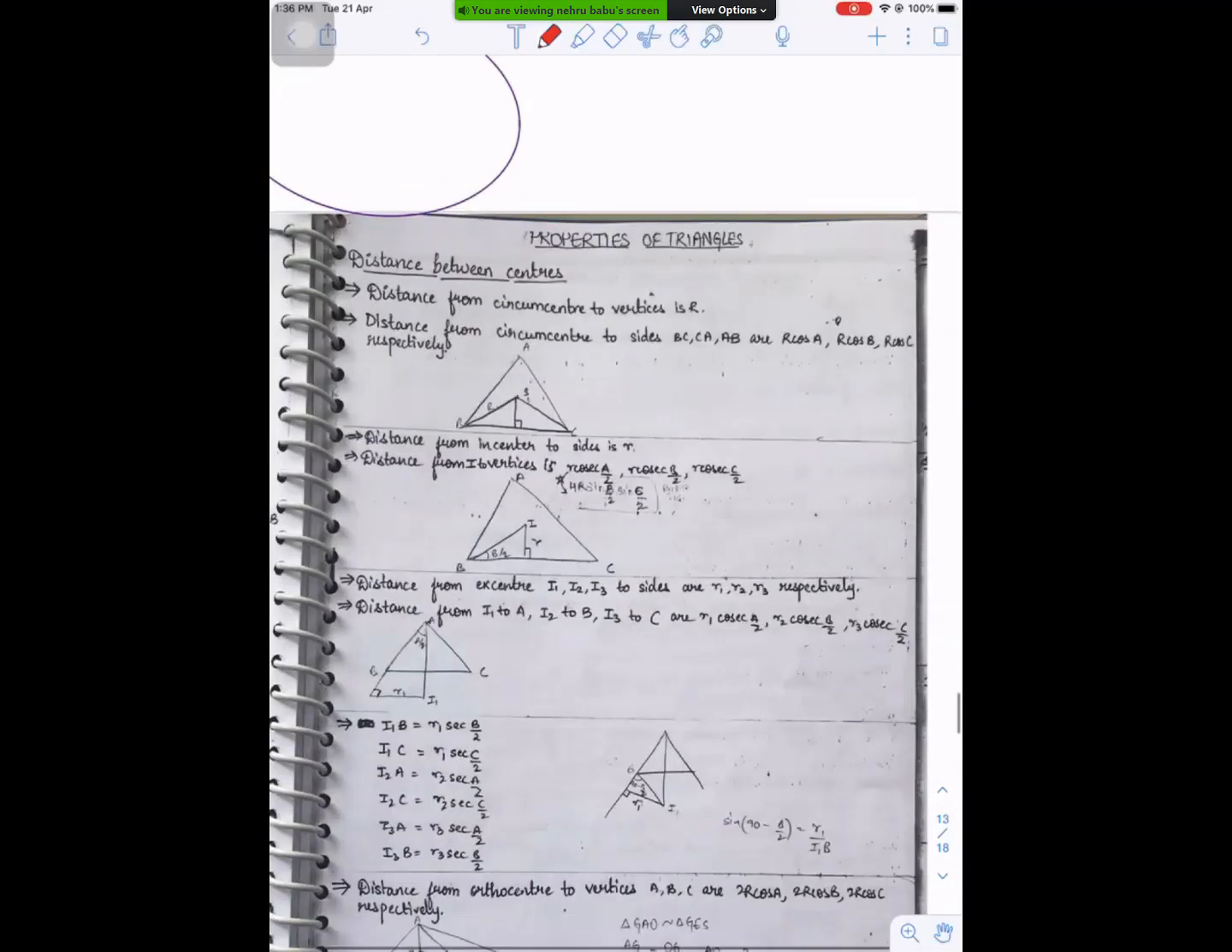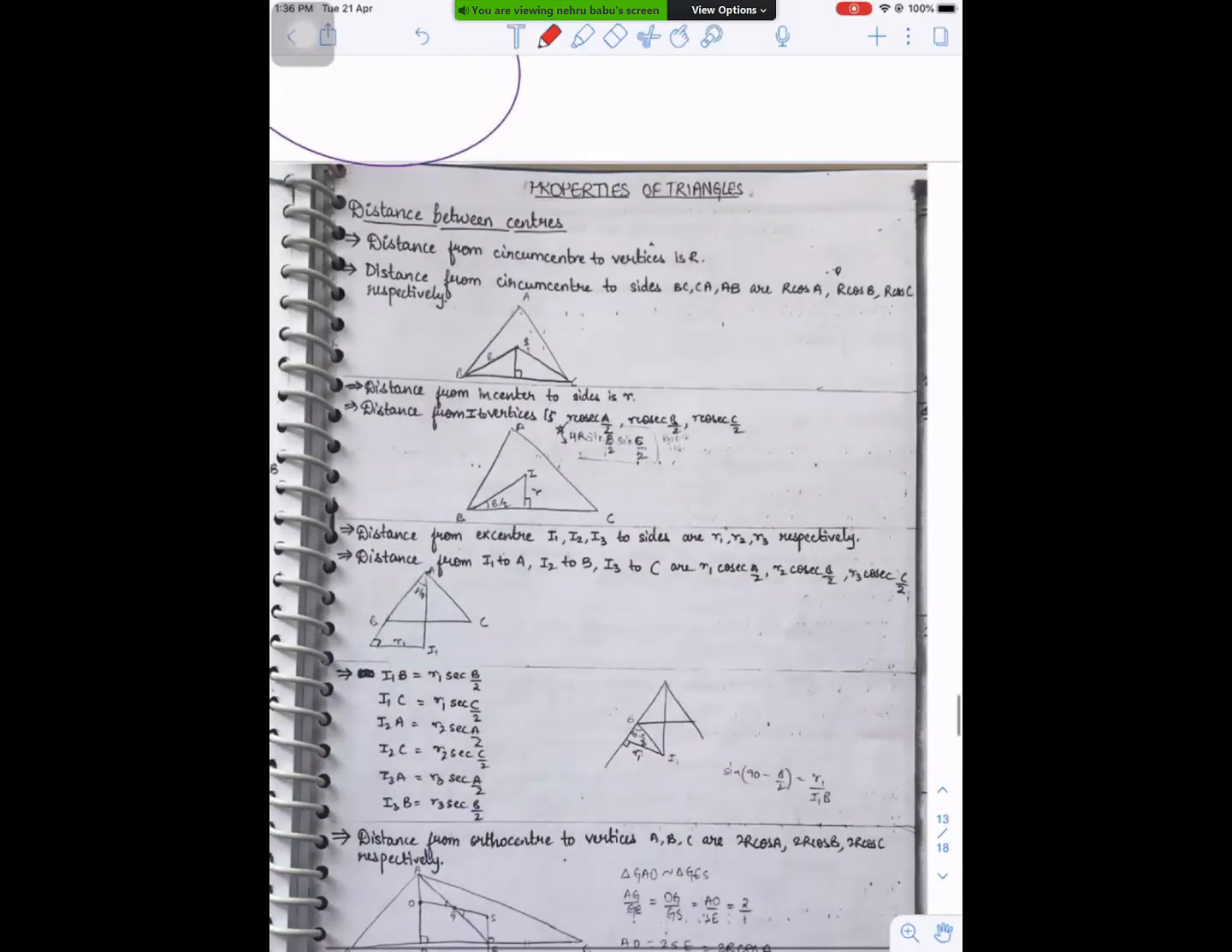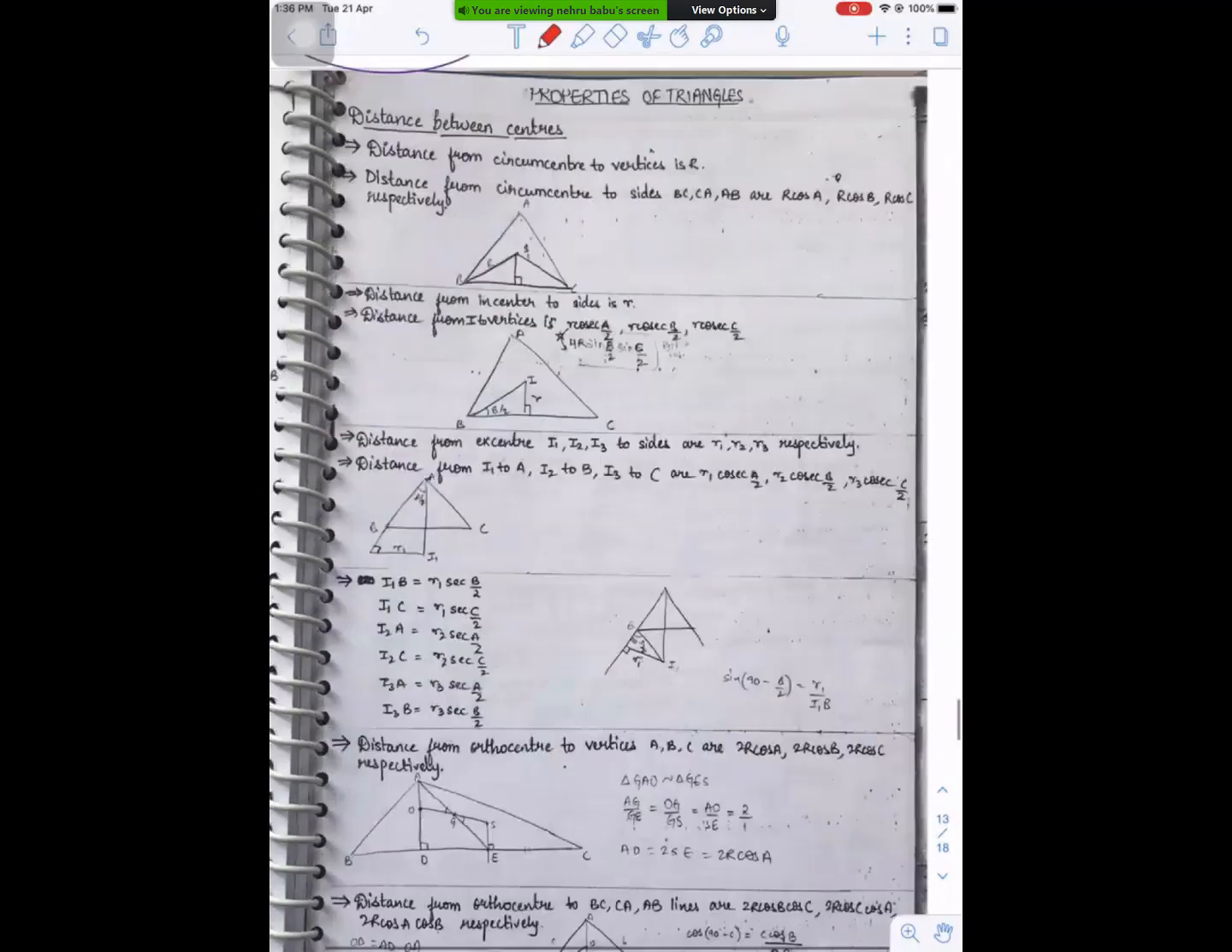Next thing, distance between different centers. Before going to the distance between different centers, we first discuss the distance from the center to sides and vertices. If you see the circumcenter, your first case, the distance from circumcenter to vertices is R, no need to say this point. And the distance from circumcenter to sides BC, CA, AB is R cos A, R cos B, R cos C. Here also actually mod is there. Here I am writing R cos A.